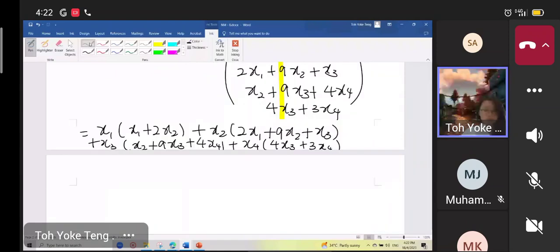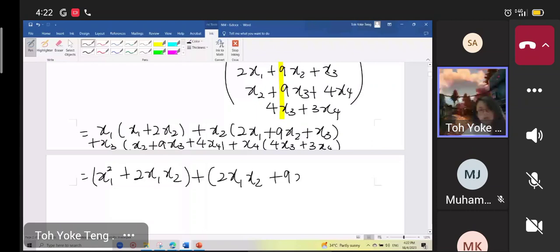Okay, so based on here, just try to expand it. So it becomes x1 squared plus 2x1x2 plus 2x1x2 plus 9x2 squared plus x2x3.